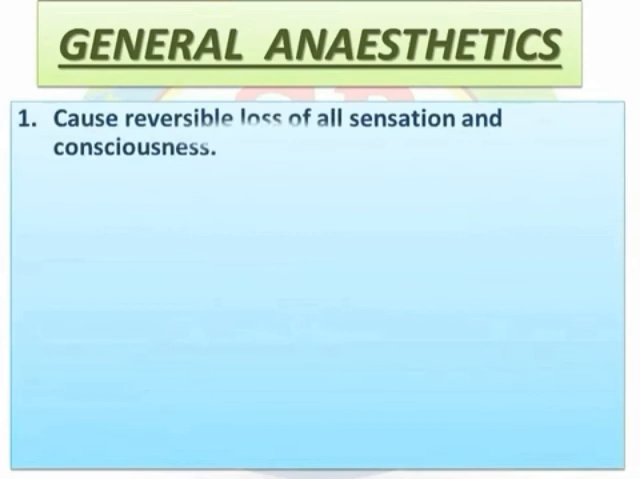In that, the first one is inhalational anesthetics. The first class is volatile liquids, and the examples are diethyl ether, chloroform, halothane, enflurane, methoxyflurane, isoflurane, desflurane and sevoflurane. So all these fluranes are the inhalational anesthetics in volatile liquids, and also chloroform, halothane and diethyl ether. The next inhalational anesthetic class is gases, and the examples are nitrous oxide and cyclopropane.